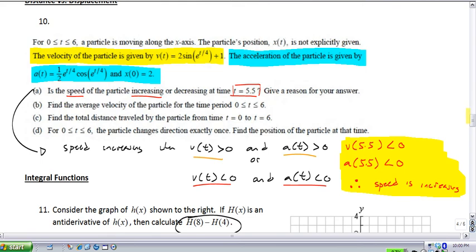Okay, B, find the average velocity of the particle from the time period 0 to 6. Well, do you have a velocity function? Yes, you do. Well, how do I find the average value of a function from 0 to 6? Well, you go 1 over 6 minus 0 times the integral from 0 to 6 of your velocity function.